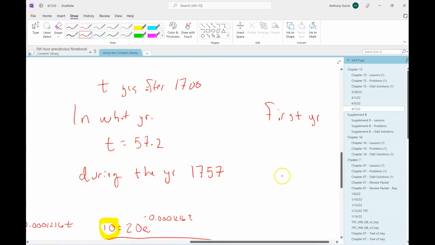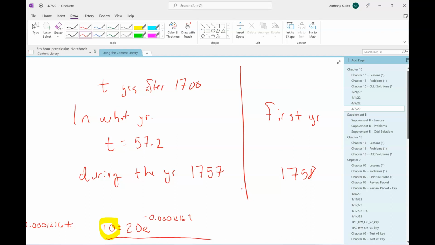You would have to say, okay, then that would be 1758. So it just kind of depends on the phrasing of the question. Like if it's asking when is the first year that the population is blah, blah, blah, then you need to round up. Okay. If it says in what year is the population, da, da, da, you can say during and then round down. It just kind of depends on the phrasing of the question, I suppose.